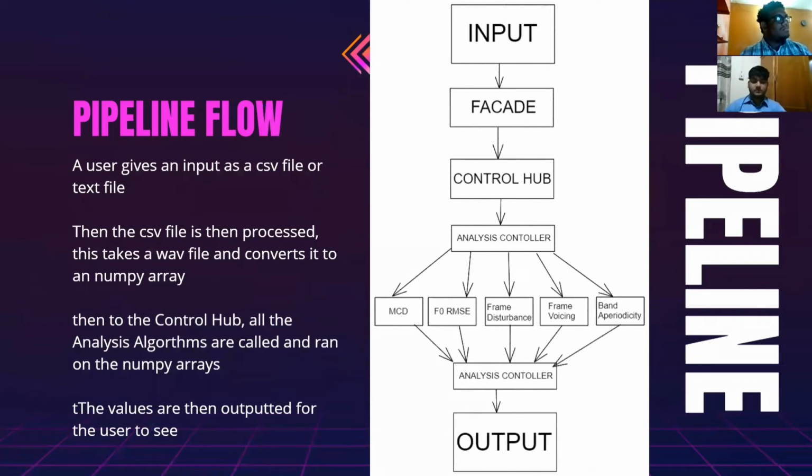Next slide, please. Okay, so the pipeline flow now. Essentially the flow of the pipeline would be that the user inputs a CSV file which contains the paths to the different real and synthesized audio files. The CSV file would be processed and it converts these files to a NumPy array, which goes to the controller to essentially get the results from the 5 different algorithms and outputs it as a CSV file as well as to a GUI output. Sorry. All right. Next slide, please.